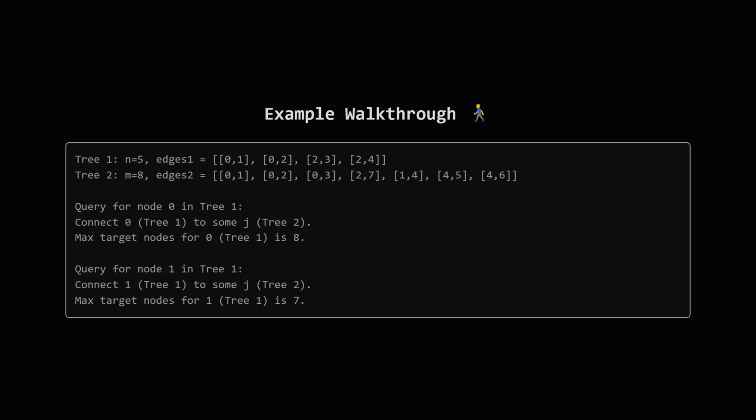Let's look at an example. Imagine the first tree has 5 nodes, and the second has 8. If our query is for node 0 in the first tree, we connect it to some node in the second tree. The best we can do results in 8 nodes being target to node 0. If we consider node 1 in the first tree, the answer is 7. The key is figuring out how this definition works with distances and how the connection plays a role.